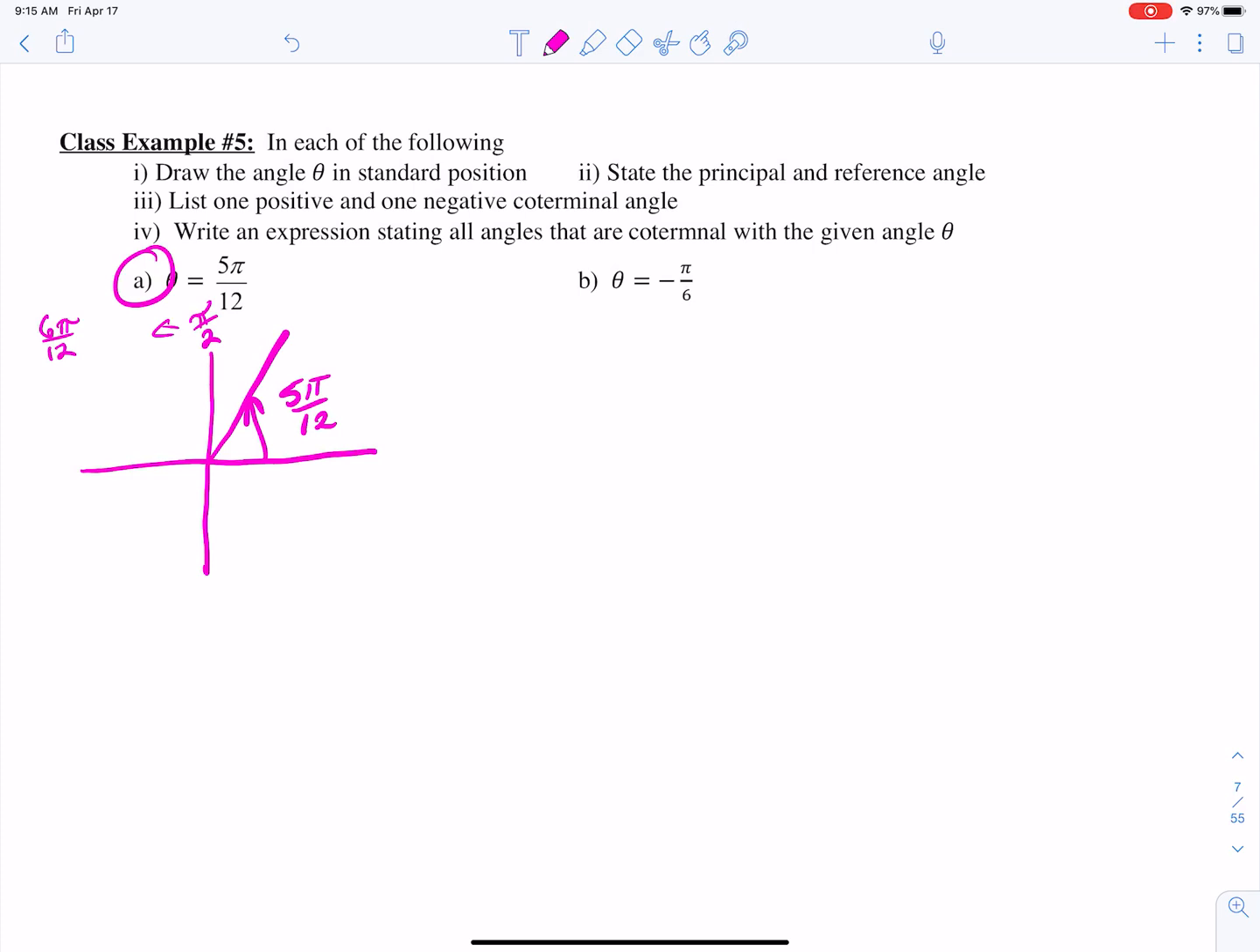State the principal and reference angle. Well, the principal angle is the first positive one, so we know that the principal angle, oops, I'm just getting used to drawing pies here. I meant to say I'm answering part 2 here. State the principal and reference angle. Well, the principal angle is 5 pi over 12, and the reference angle in quadrant 1 is the same.